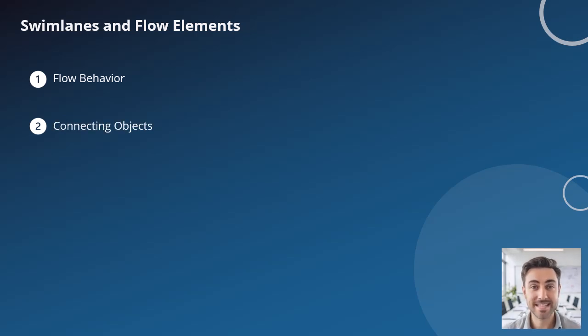Connecting objects link these elements together. Sequence flows show order, while message flows indicate communication between different participants or external systems in the broader ecosystem.